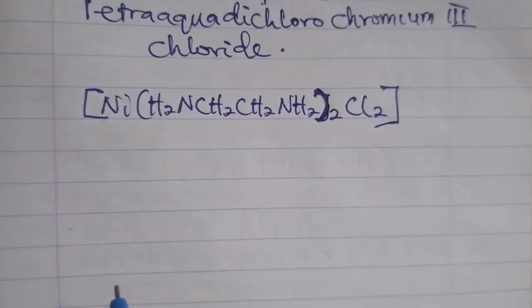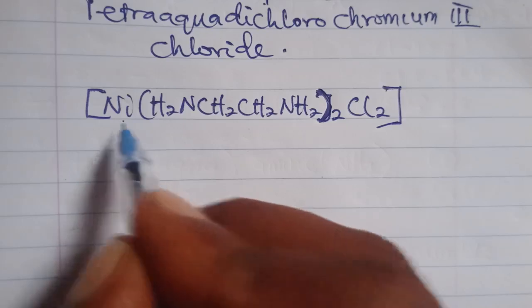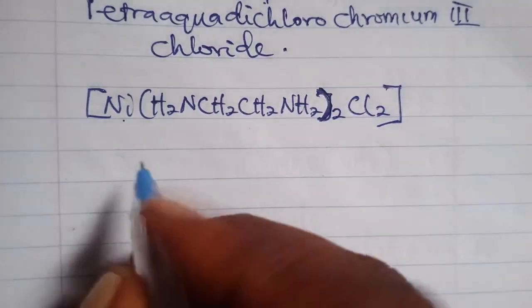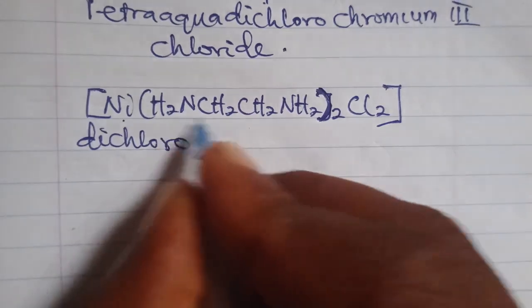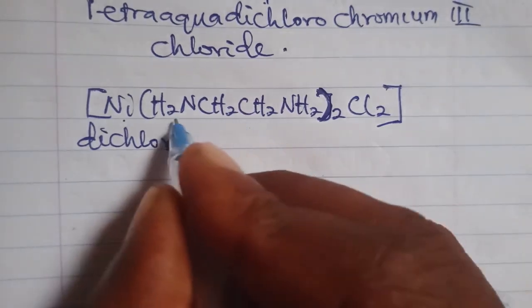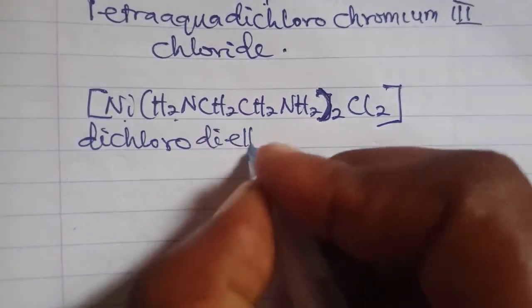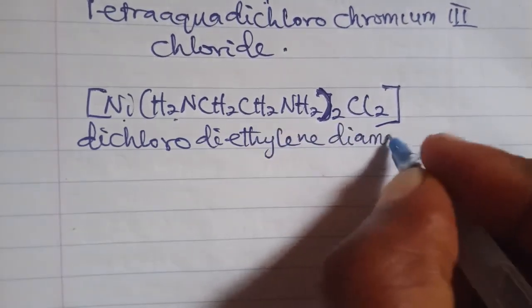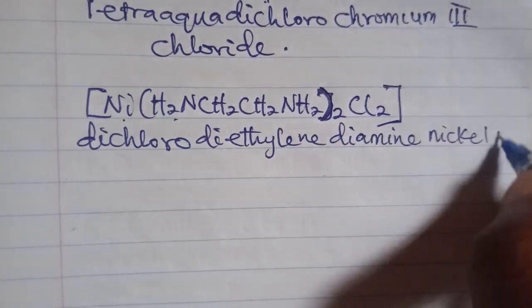So now feel free to pause the video and try out this one. You can see that the oxidation number of nickel here is +2 because this is neutral. So you can name this by saying tris ethylene diamine, ethylene diamine is 2, diethylene diamine nickel 2.